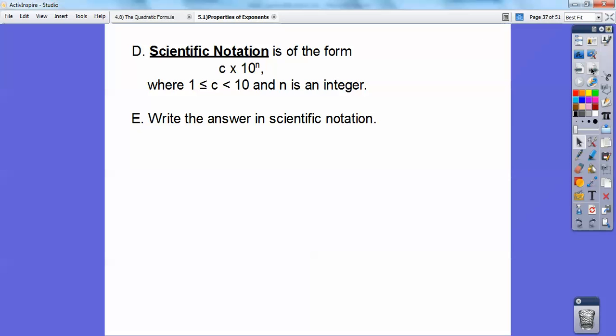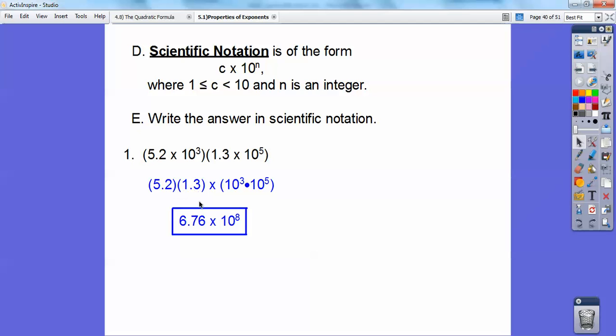All right, so let's see. Write the answers in scientific notation. Here's number 1. 5.2 times 10 to the third times 1.3 times 10 to the fifth. What I'm going to do is put these numbers together and put the tens to the powers together. So I multiplied 5.2 times 1.3. Here I just add these exponents because this is the same base to different powers, so 3 plus 5 is 10 to the 8th. And 5.2 times 1.3 is 6.76. 6.76 is between 1 and 10, so I'm good.